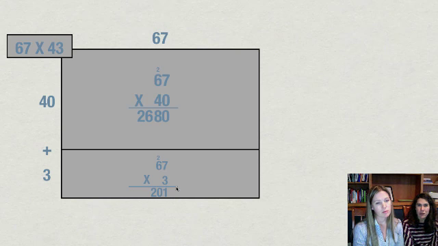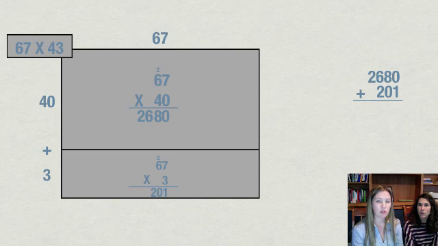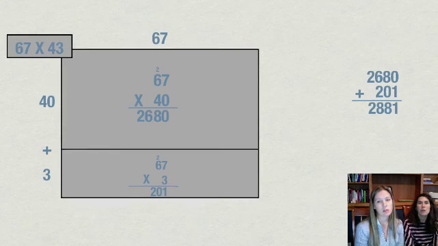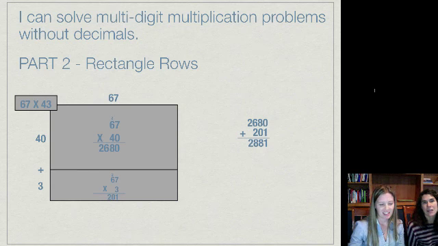Now, one thing that's really nice about rectangle rows is you only have 2 numbers to add now. So that's going to be off to the side here. And when you add those 2 numbers up, you are going to get 2,881. There. So that's all about rectangle rows.